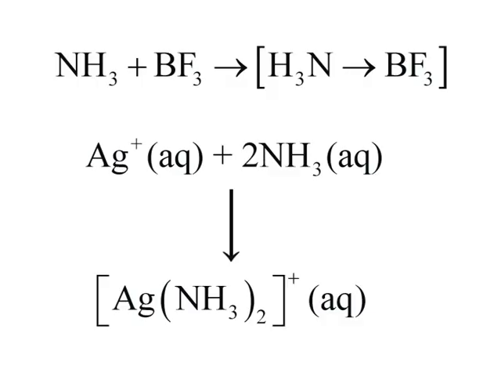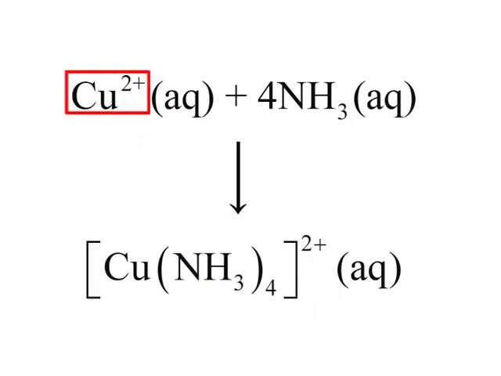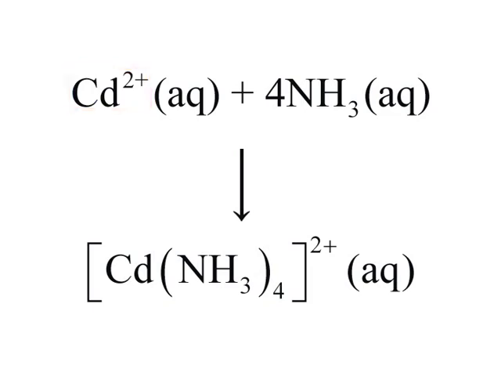For example, ammonia reacts with boron trifluoride to form a complex H3N-BF3 as shown on the screen. Silver ions react with ammonia to form silver-amine complex. Cupric ions react with ammonia to form copper-amine complex. Similarly, cadmium ions react with ammonia to form cadmium-amine complex.